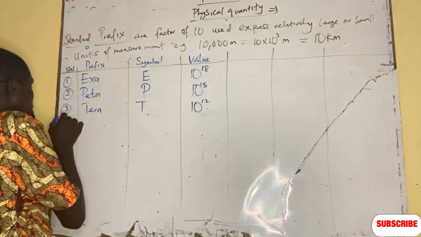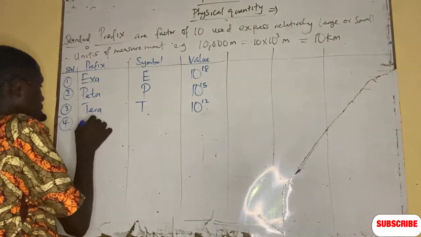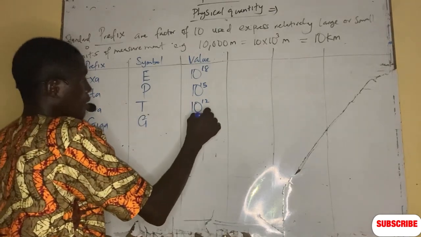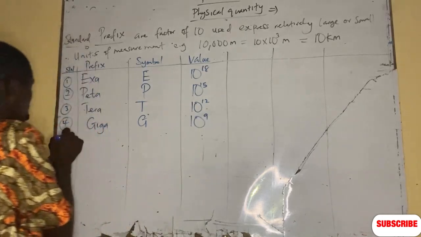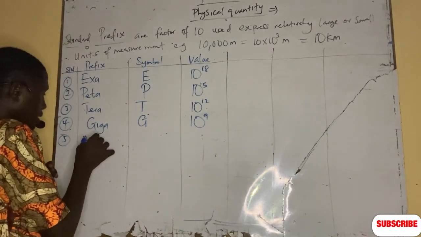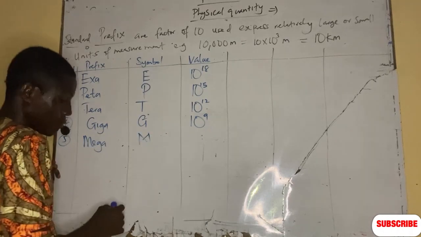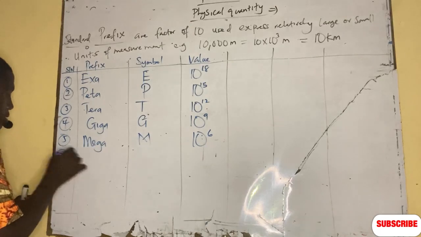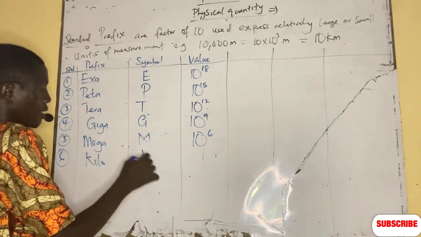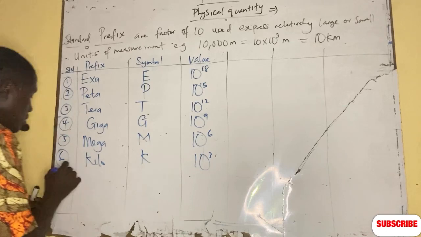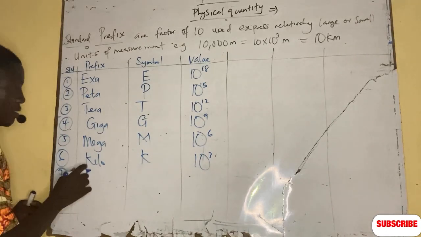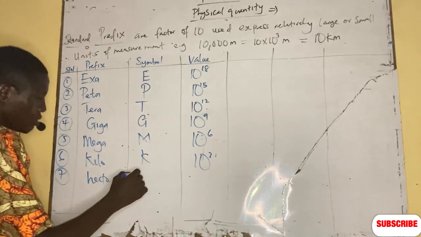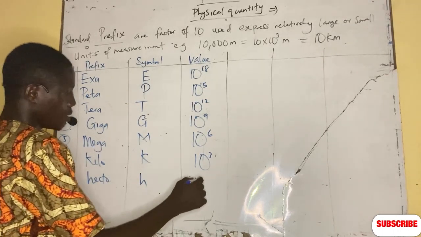We have gigabyte, giga, capital letter G, 10 raised to the power 9. We have mega, capital letter M, 10 raised to the power 6. Then we have the common one, the kilo, K, 10 raised to the power 3. Please note it. We have the hecto, which is not that common, as in hectoliter, small letter h, 10 raised to the power 2.